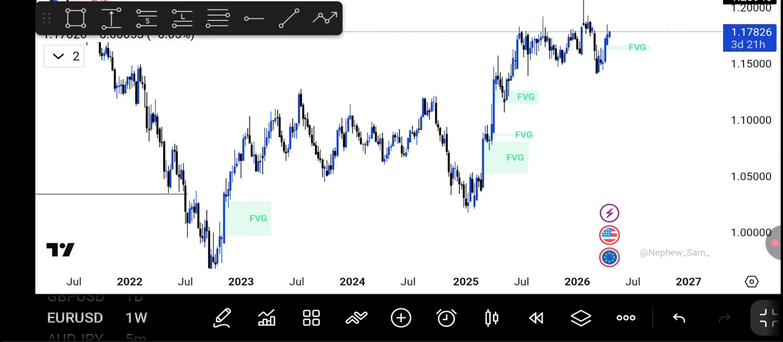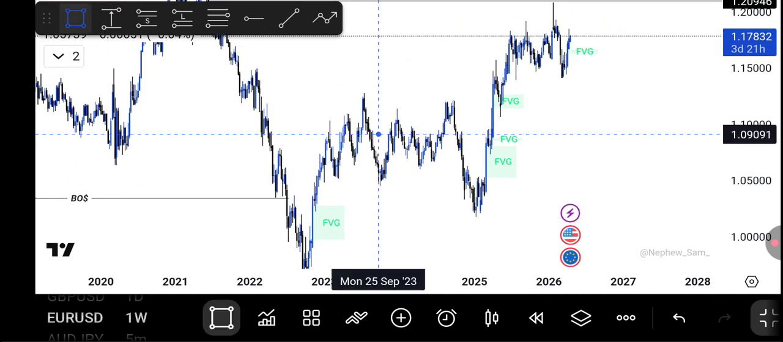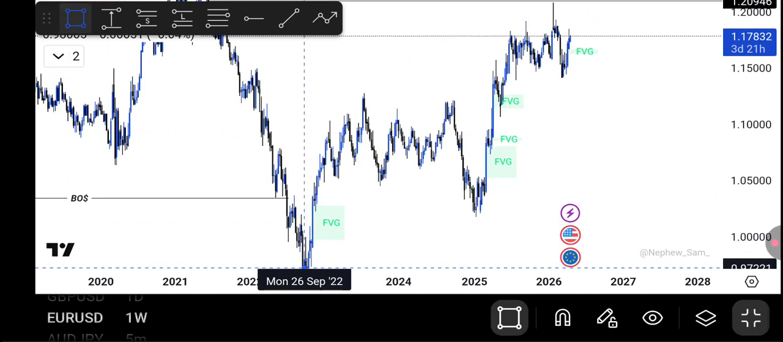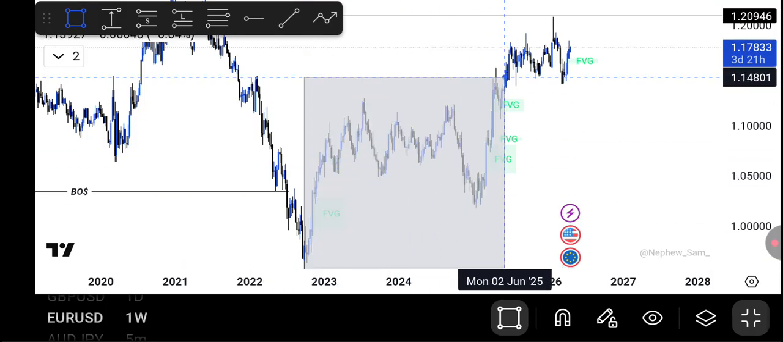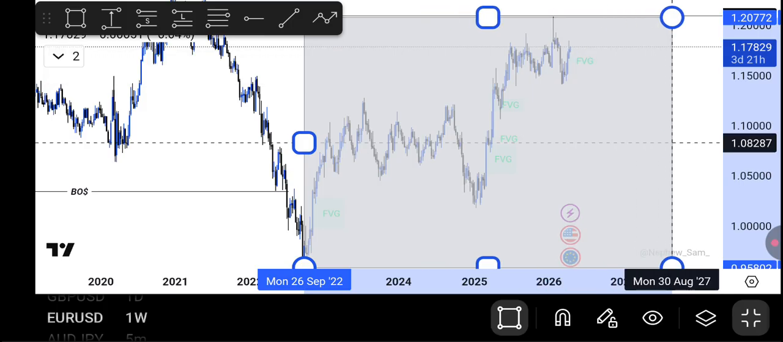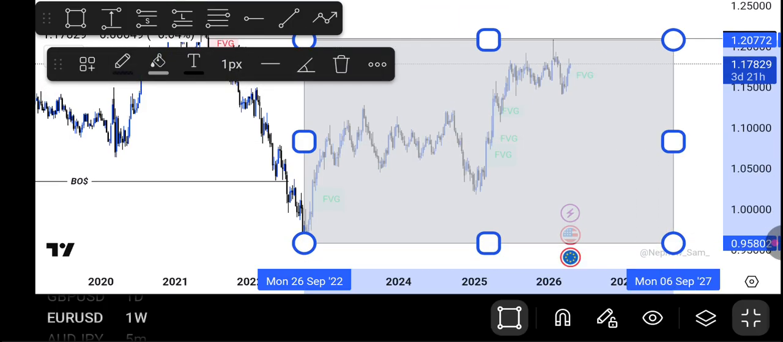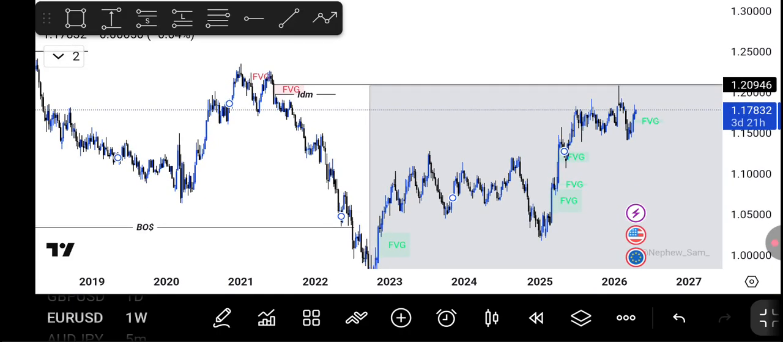The thing is that we are going to analyze the internal. We have something we call external and internal structure. So this is our internal structure, the EURUSD internal structure. Now we want to analyze the EURUSD internal structure. Don't forget that EURUSD on the weekly time frame is in a downtrend.